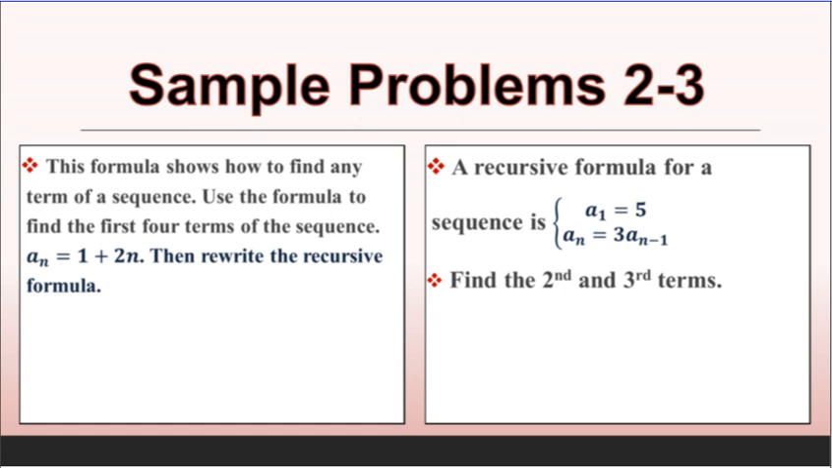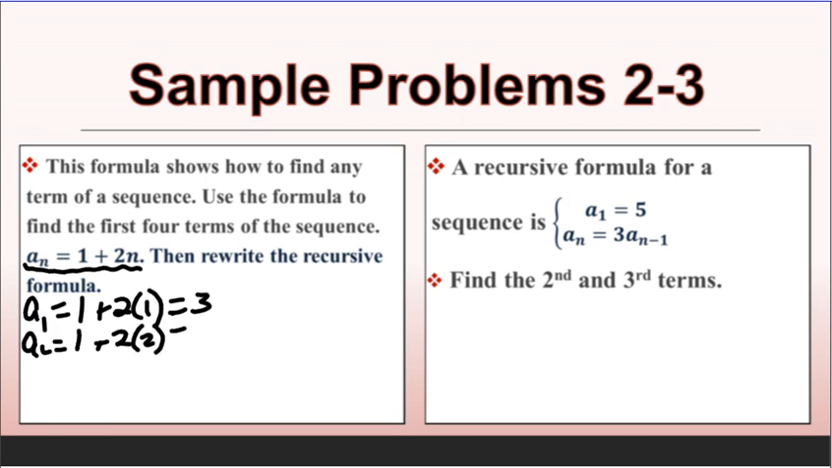Next problem. This formula shows how to find any term of a sequence. Use the formula to find the first 4 terms of the sequence, then rewrite it as a recursive formula. So we're going to be using this formula right here. To find the first term, I put a 1 in for n. This will give us 2 times 1 is 2, plus 1 is 3. Second term, put a 2 in for n. That would give us 5.